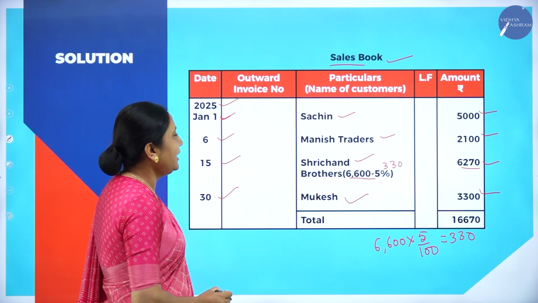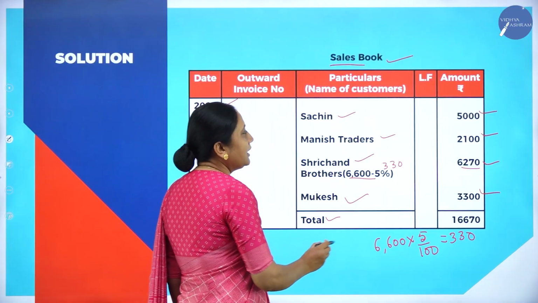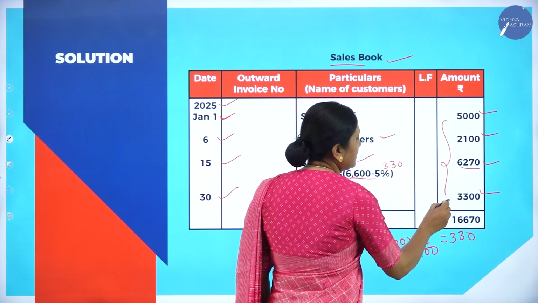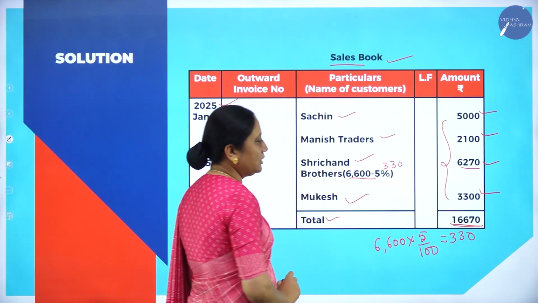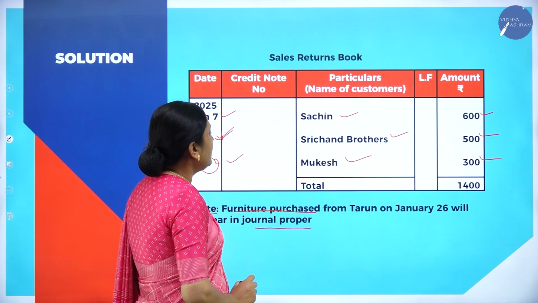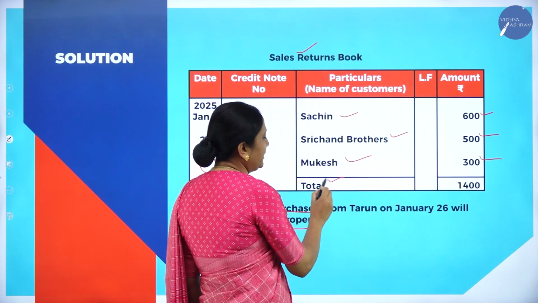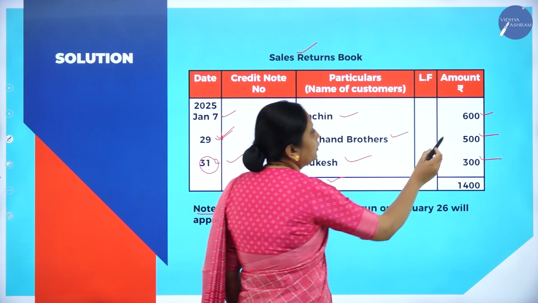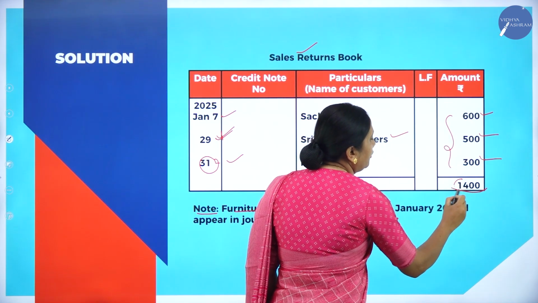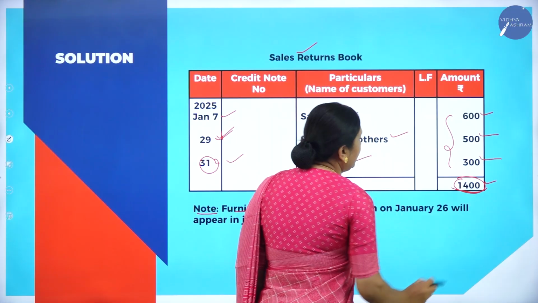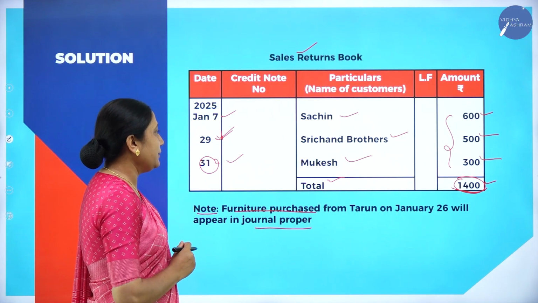1,180. Similarly, we will do it for sales book also. We will write total here, and you add all these numbers. It comes to 16,670. We will write it in the total amount column. Likewise, sales returns book also we will total. Write the total here at the end, and you add all these numbers. It will come to 1,400. Followed? Like this, you have to add each and every book, and keep it.